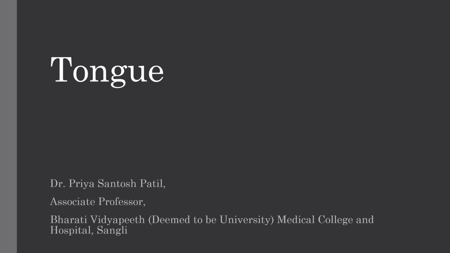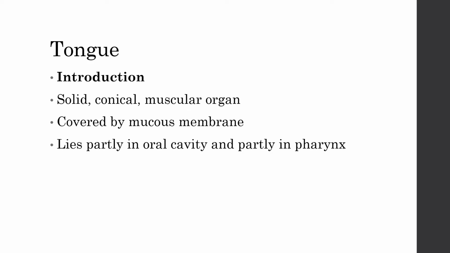Hello students, today we will see the anatomy of the tongue. Anatomy. The introduction: tongue is a solid conical muscular organ. It is covered by mucous membrane and lies partly in oral cavity and partly in the pharynx, that is the oropharynx.